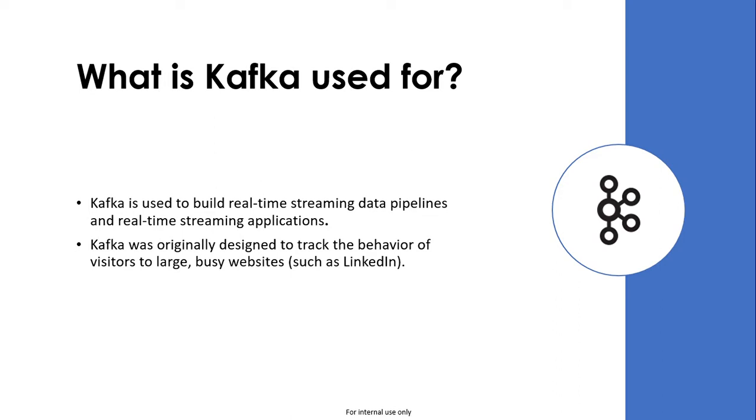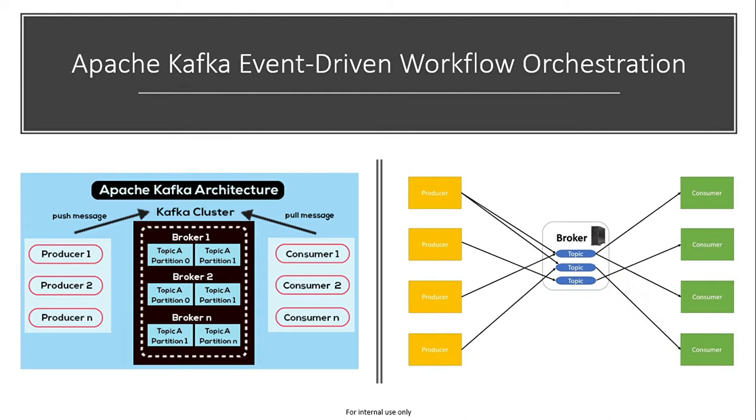Kafka is used to build real-time streaming data pipelines and real-time streaming applications. It was originally designed to track the behavior of visitors to large and busy websites, and LinkedIn was one of them. So here is the Kafka workflow orchestration, and these are the components of Kafka: producer, consumer, broker, topic, partitions. We will be looking at all the components of Kafka one by one.